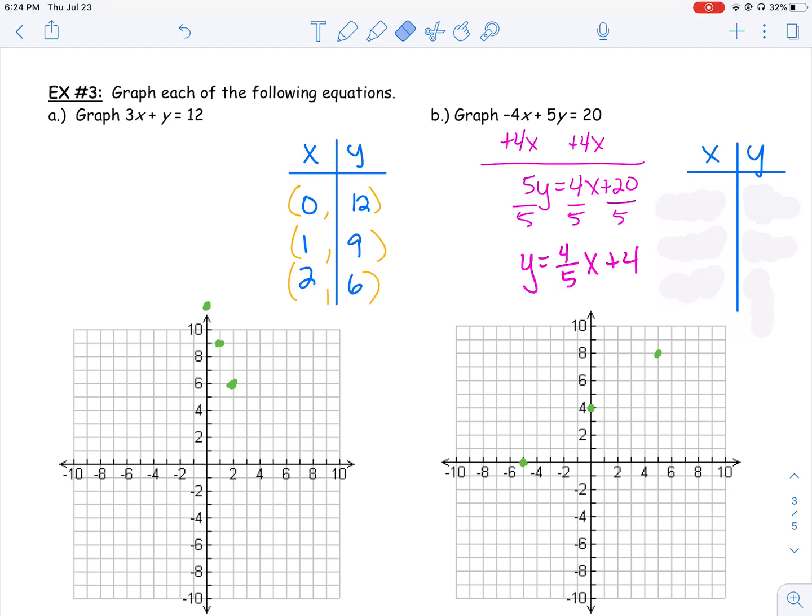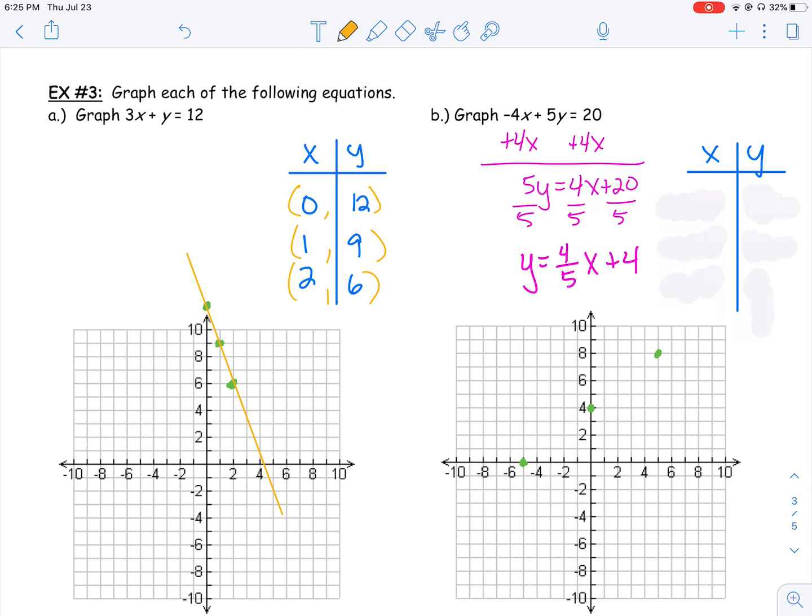So what I can do now is plot those 3 points. We've plotted those points in the past, right? The first one is 0, 12. That means left or right, nothing, and up 12. You can see my green dot. The next ordered pair is 1, 9. That's right 1, up 9. My third ordered pair is 2, 6. You can see then that I have a nice straight line that's going to look something like this, and it's going to look like a line, a linear equation.